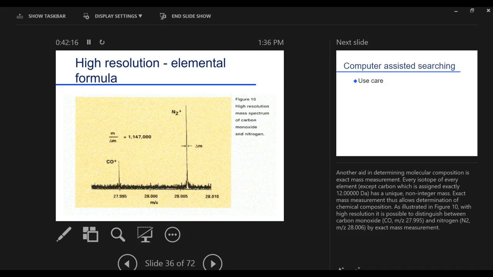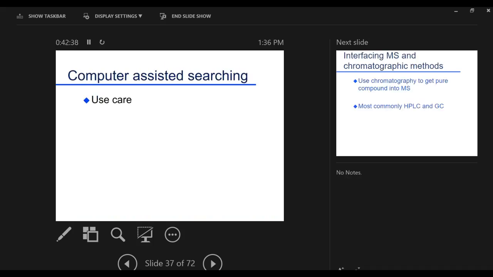So now we get an elemental formula. I don't just get bits and pieces. I know this is made up of C2H4, oxygen perhaps, whatever. I can give an elemental formula. It doesn't tell me how they're put together, but I've got an elemental formula. So life is getting even better in terms of identifying these pieces.